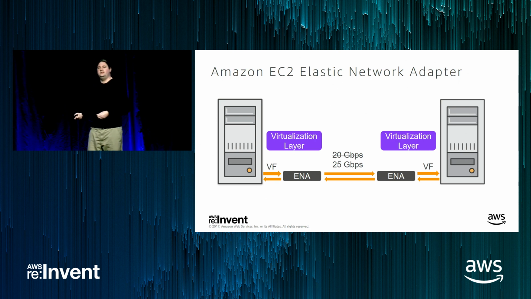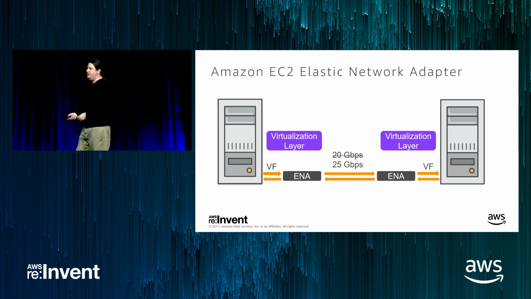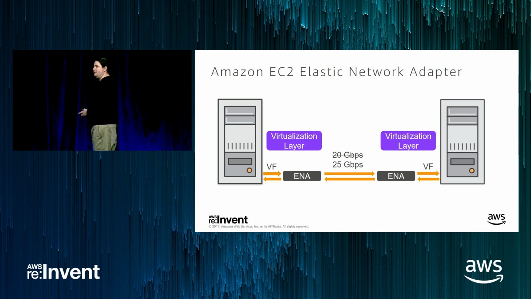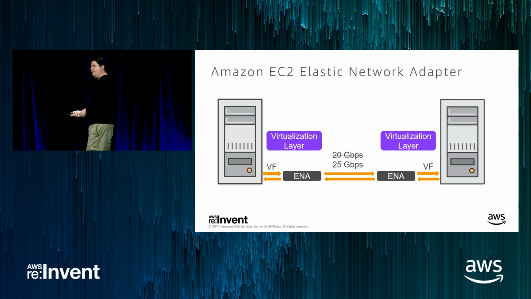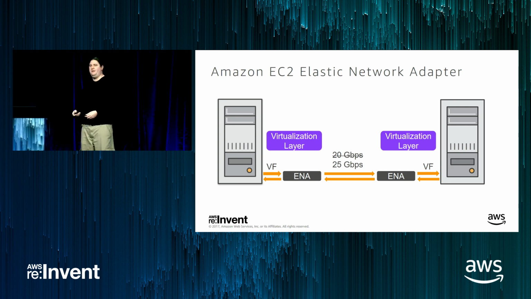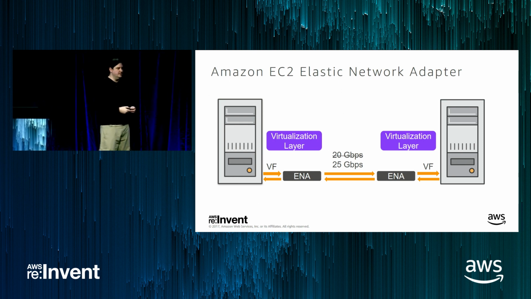Now, when we first launched ENA, we actually allowed 20 gigabit streams. And then a few months ago, we actually bumped that number to 25. And the great thing about that bump is you didn't have to do anything. The 25 gigabit came for free. You get 5 extra gigabits, no extra charge, no hidden fees.